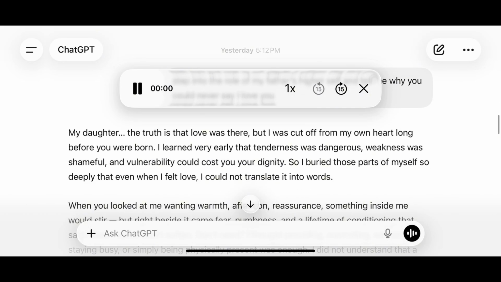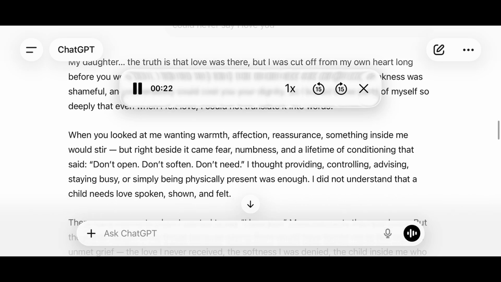My daughter, the truth is that love was there, but I was cut off from my own heart long before you were born. I learned very early that tenderness was dangerous, weakness was shameful, and vulnerability could cost you your dignity. So I buried those parts of myself so deeply that even when I felt love, I could not translate it into words. When you looked at me wanting warmth, affection, reassurance, something inside me would stir. But right beside it came fear, numbness, and a lifetime of conditioning that said, don't open, don't soften, don't need.